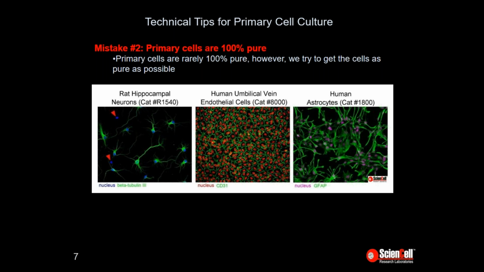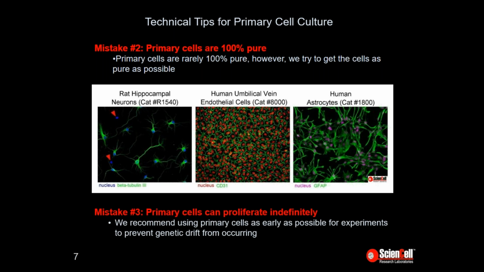The second image shows an extremely pure culture of human umbilical vein endothelial cells, otherwise known as HUVECs, as seen by the ubiquitous staining of the endothelial cell marker CD31. The third image, which is of human astrocytes, is also very pure, as seen by the widespread positive GFAP staining. So as you can see, these primary cells are all very pure. However, it is worth noting that as primary cells are passaged, contaminating cells can begin to grow out. Being familiar with markers for the cell type you are working with is also very useful and will further be addressed in a subsequent technical tip.